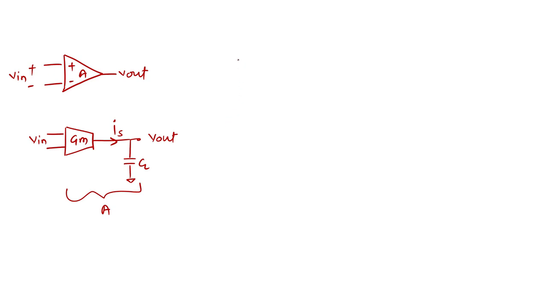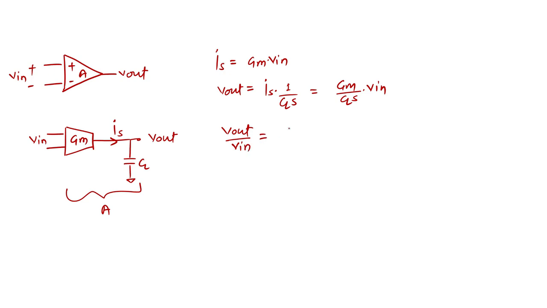How it is coming out, we can see: the current coming out is nothing but GM V in, and it is charging my output capacitor. Then V out is nothing but this current I times 1 upon CLS, so GM by CLS times V in. What is the gain? V out by V in is nothing but GM by CLS.